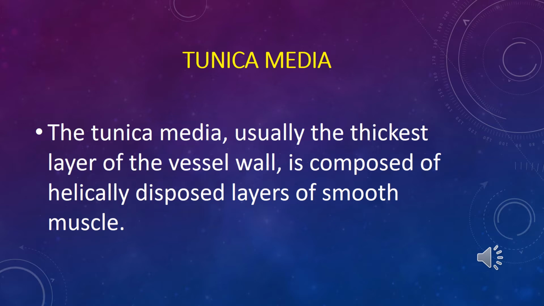Tunica media is the middle layer of blood vessels and is composed of layers of smooth muscle. Between smooth muscle layers, which are represented by smooth muscle cells, are connective tissue sublayers with blood vessels and nerve endings. Smooth muscle cells lie circularly, and between smooth muscle cells there are more elastic fibers in arteries and collagen fibers in veins.